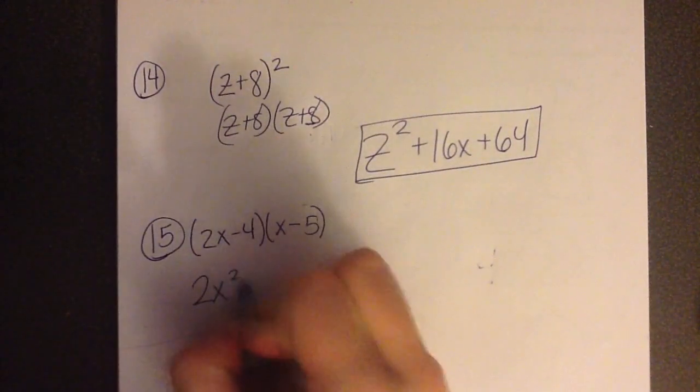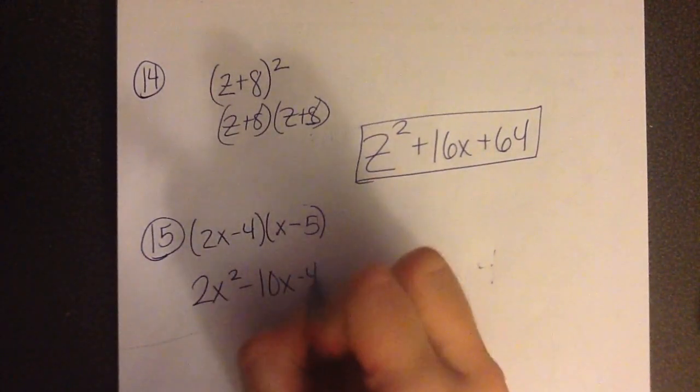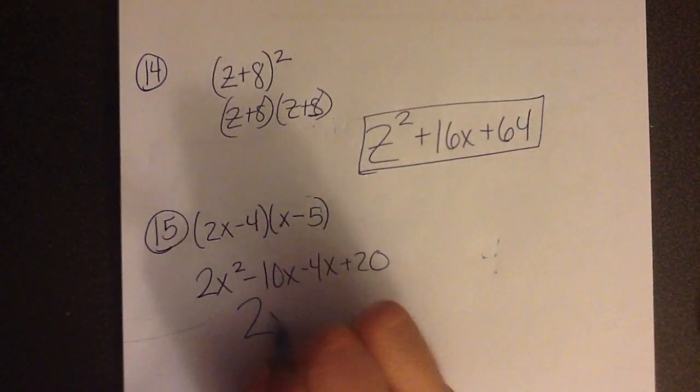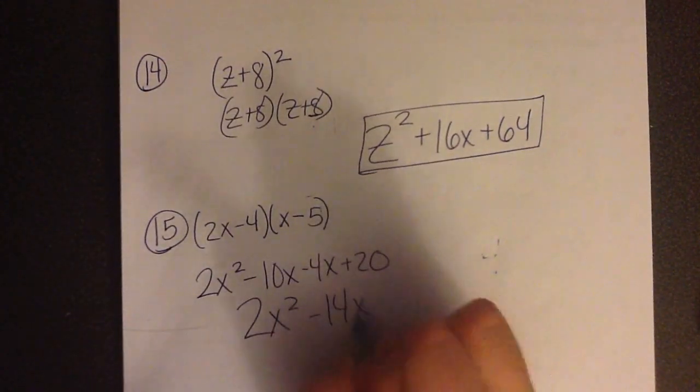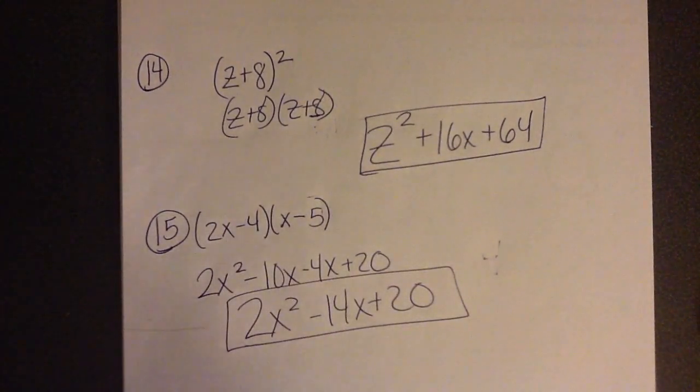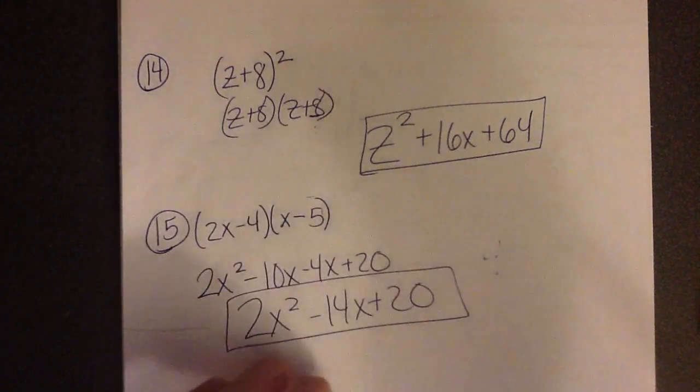FOIL 2x squared minus 10x minus 4x plus 20. Combine like terms in the middle. It shouldn't take you any longer than that. It should go that fast for you.